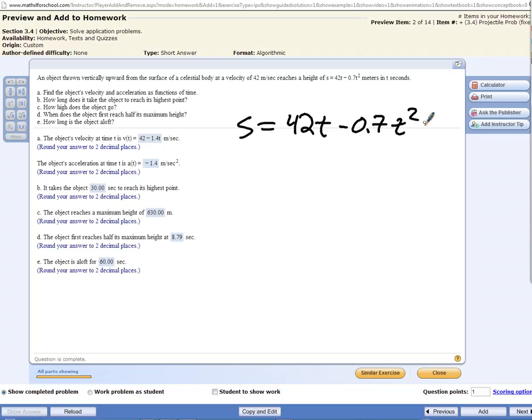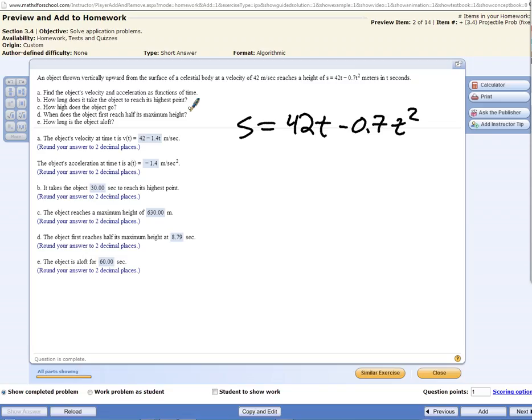That's easy. Velocity is what? Derivative of position. Acceleration would be derivative of velocity. So just differentiate twice to get that. It wants to know how long does it take the object to reach its highest point. Now, what's going to be true when it reaches its highest point? Velocity is 0.